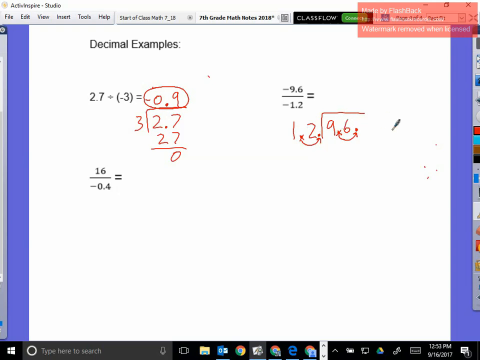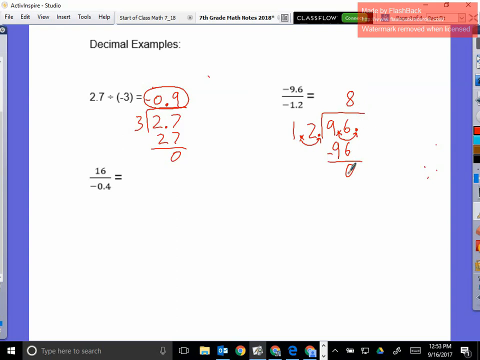12 goes into 96. That is going to be 8 times. 8 times 12 is actually 96, so that works out nice. Subtract those two, you get yourself a 0. And since we have a 0 here, we don't really have to continue dividing because it's just going to be a whole number 8.